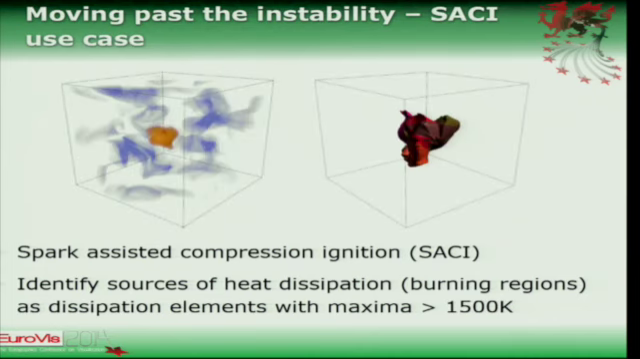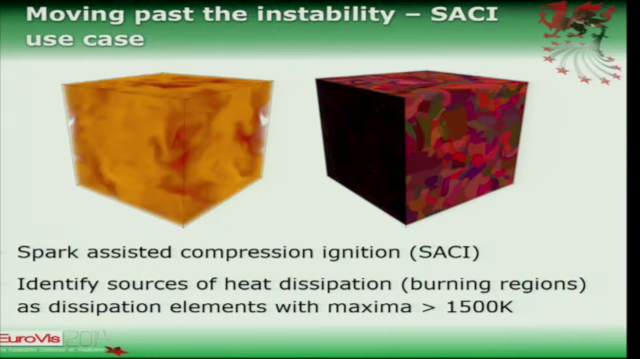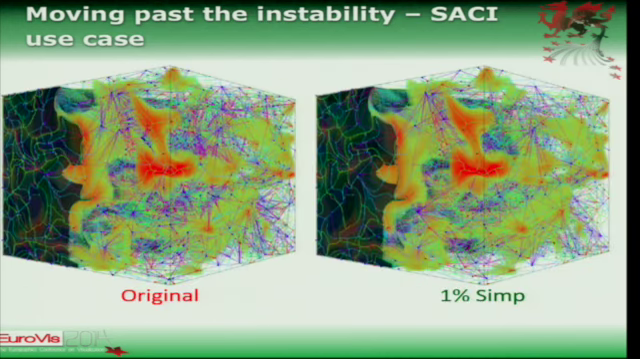Well, this is a spark-assisted compression ignition simulation where basically you have a spark and there's some background turbulence mixing oxidizer and reactant, and then a flame grows out of it. And here we're going to select all dissipation elements that are involved in the burning process, so their maximum is above 1500 Kelvin. There is something we can do, despite the fact that we still see these kinds of strings of minima in the unsimplified version, and we don't see them in a very slightly simplified version.